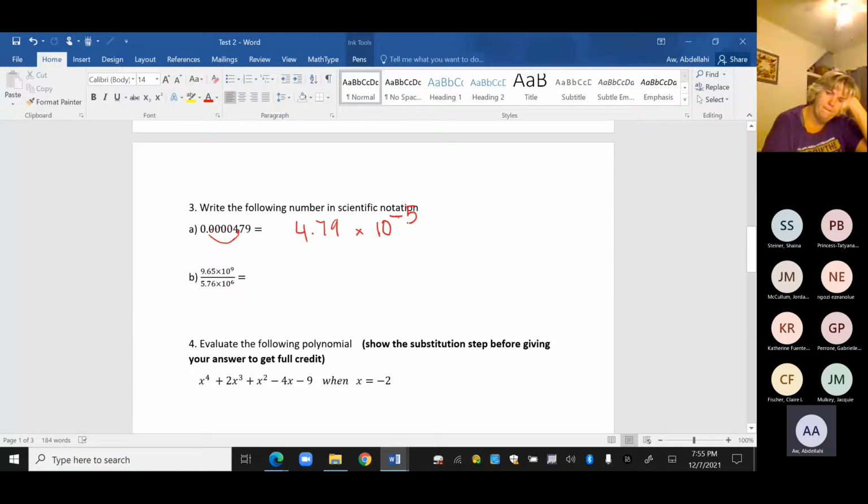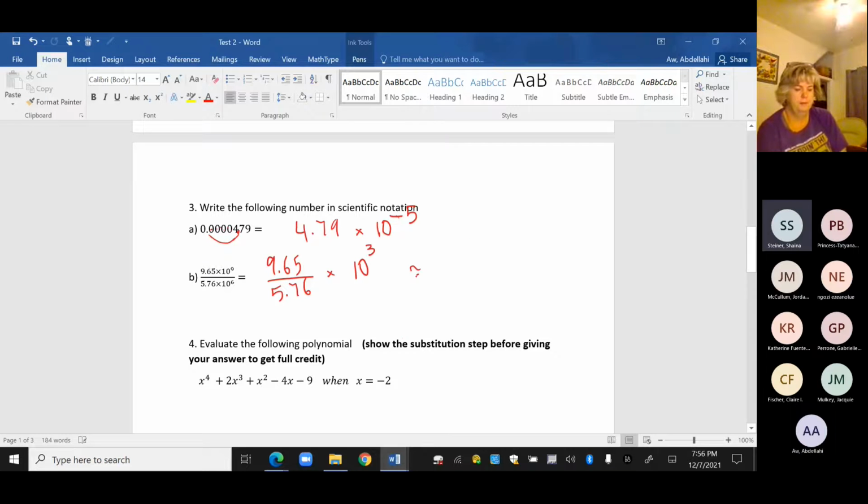Okay, this one is the other way around. We're going to do 9.65 over 5.76, and 10 to what power? 9 minus 6, which is 3. But we're not done yet, so we have to do the division. We divide 9.65 by 5.76, which happens to be 1.67.